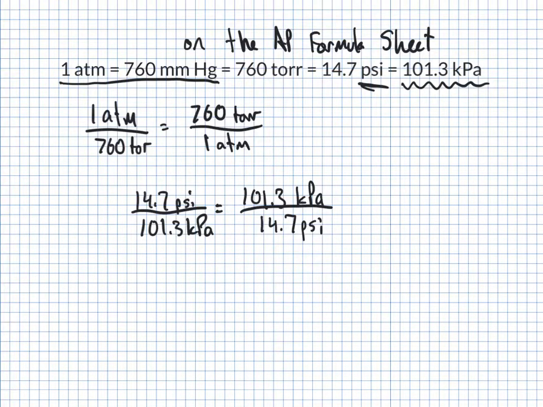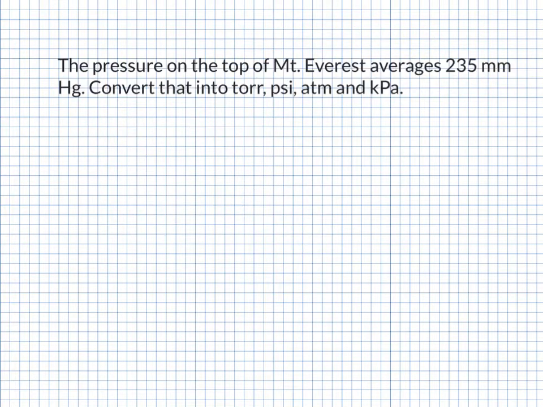So let's make sure we can actually use these equalities to do some practice conversions. I've got two problems for you. All right, the first one: the pressure on the top of Mount Everest averages 235 millimeters of mercury. That's my given pressure. And it wants me to convert that into torr, PSI, atmospheres, and kilopascals. So that is 1, 2, 3, 4 problems all in one.